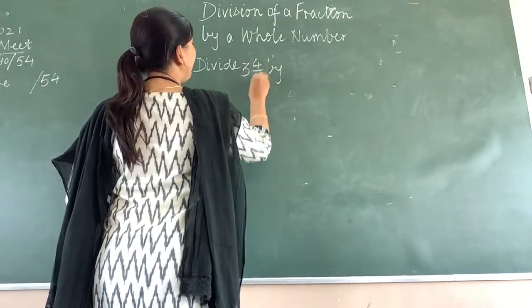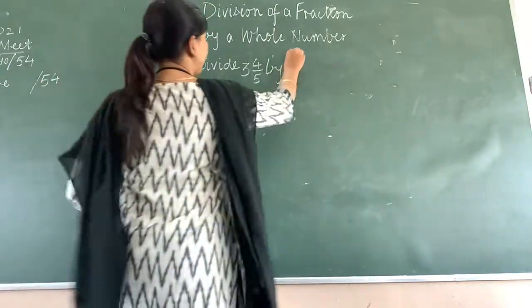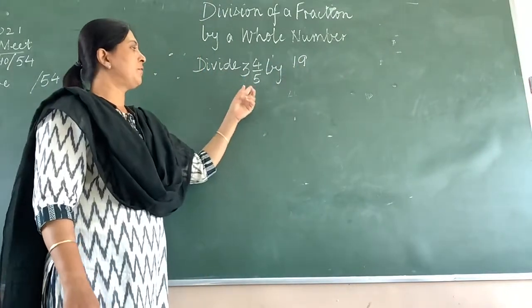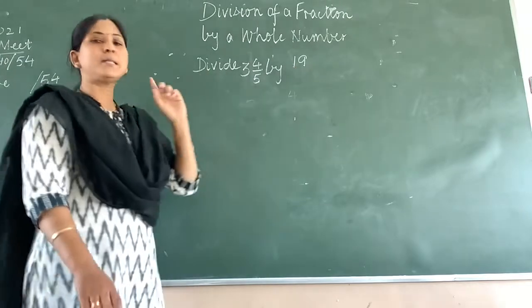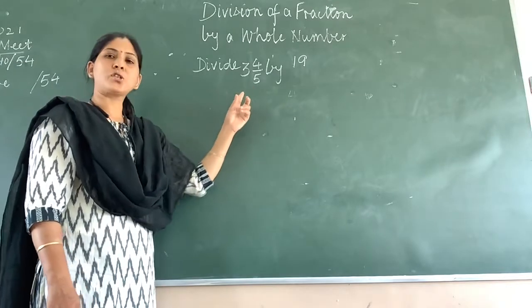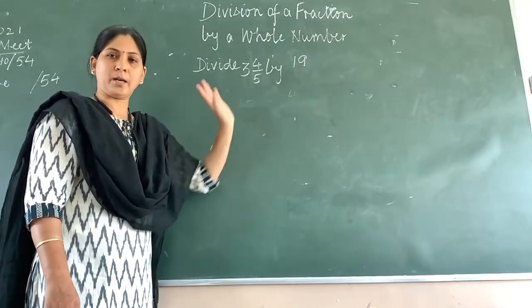We have to divide it by how much? By 19. Now see, we have two numbers here. The first is a mixed fraction and the second is a whole number. So in step 1, what will we do? We will change this mixed fraction into an improper fraction and change this whole number into fractional form.